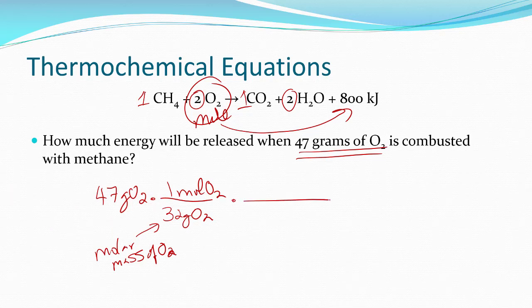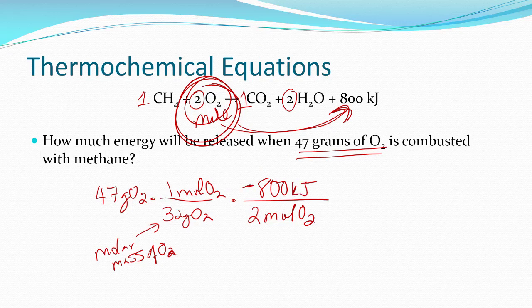mole, we can look at our balanced equation. For every 2 moles of O2, I will release 800 kilojoules. So for every 2 moles of O2, I will release 800 kilojoules of energy. Again, negative 800 because I'm releasing that. The grams of O2 will cancel out. The moles of O2 will cancel out. And when I did the math, checking my work here, I got a value of negative 587.5, and that is kilojoules of energy that would be released from it. Okay.